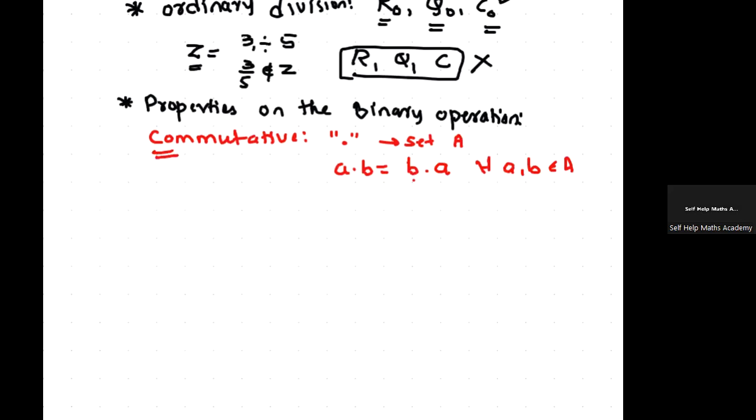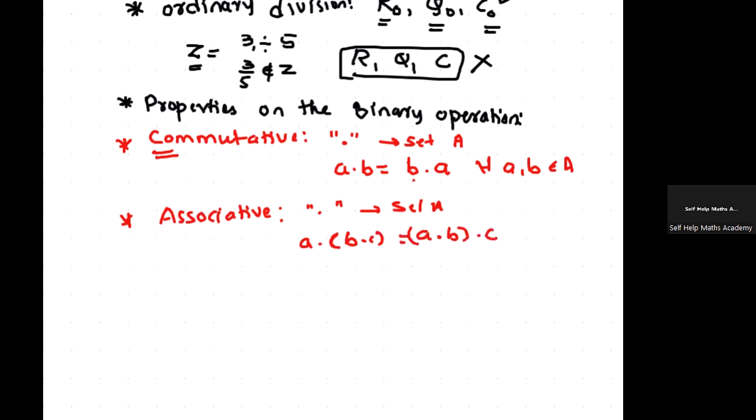So that is the first property. And the second property is that a binary operation is said to be associative. This binary operation dot on the given set A is said to be associative if A dot B dot C is equal to A dot B dot C, grouped either way. If this is true, then we say that the binary operation is associative. I will also take the examples. Don't worry, we'll be taking up examples on this.